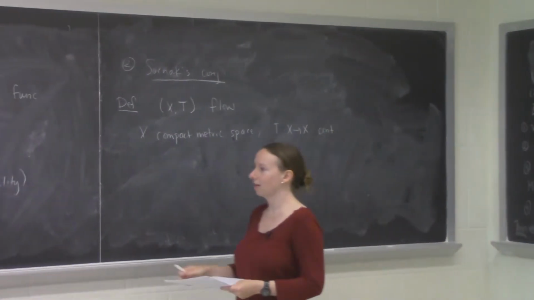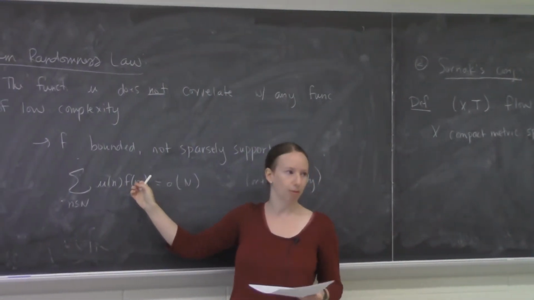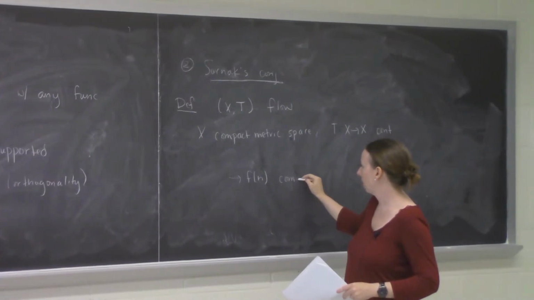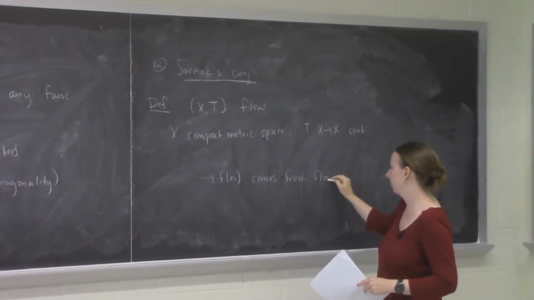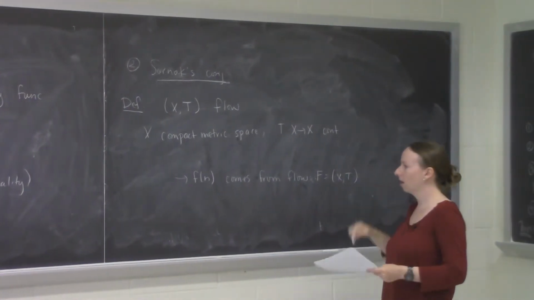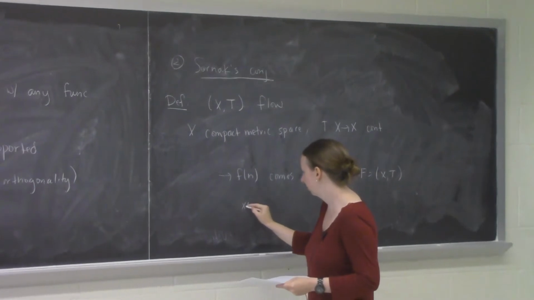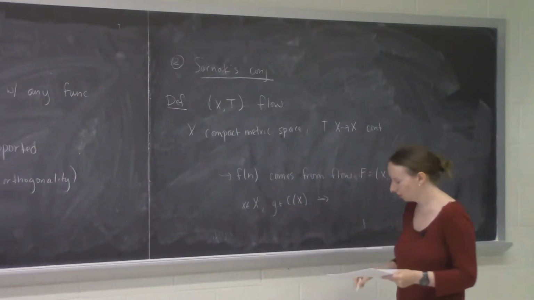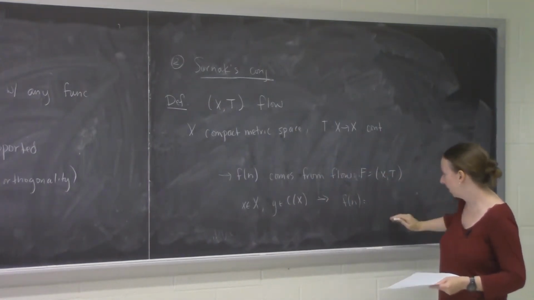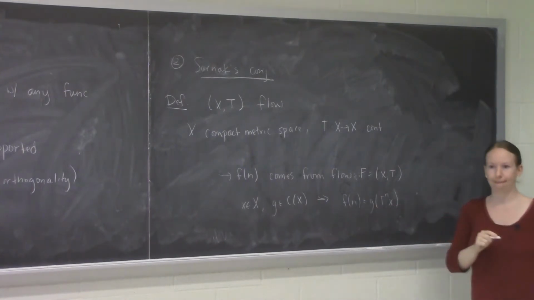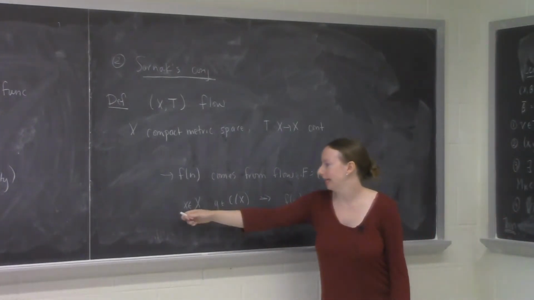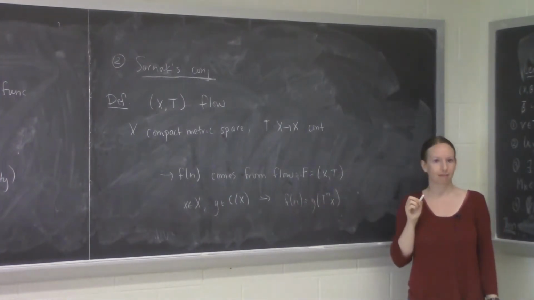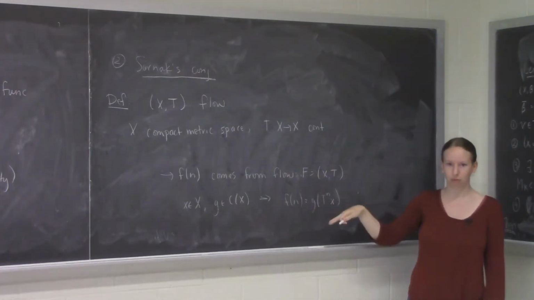Okay, and we're going to think of, like I said, we're going to think of this function f of n as coming from a flow. All right, and when we say f of n comes from a flow, what that means is that for any x and a function g that's continuous, what we have is that f of n is g evaluated at some orbit. So again, we take a point and a continuous function, and we look at the orbit of that point, evaluate it under g, and we'll say that's f of n. Okay? So this is what we mean by the function coming from a flow.